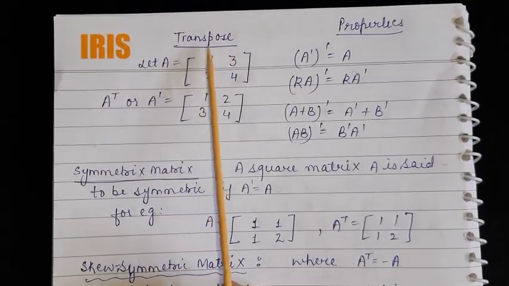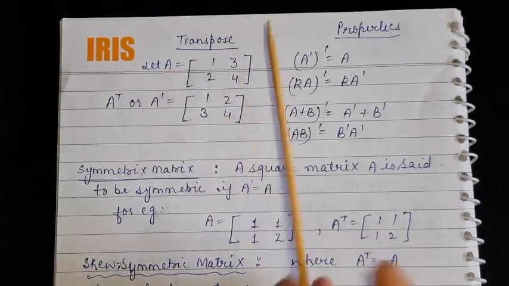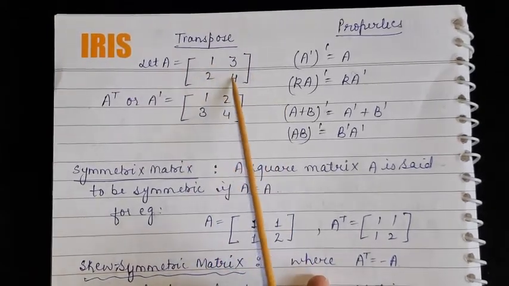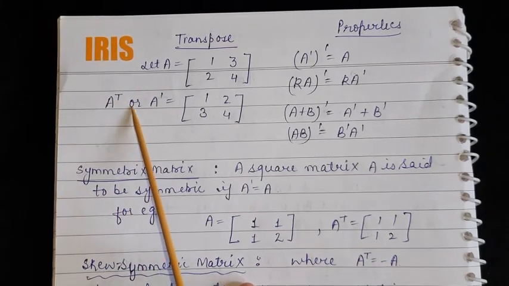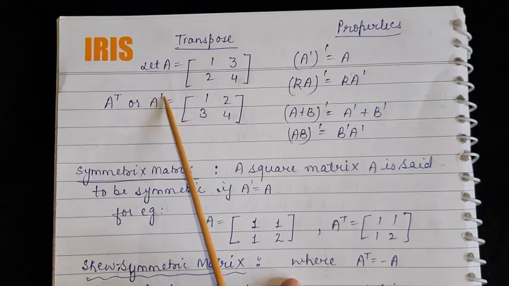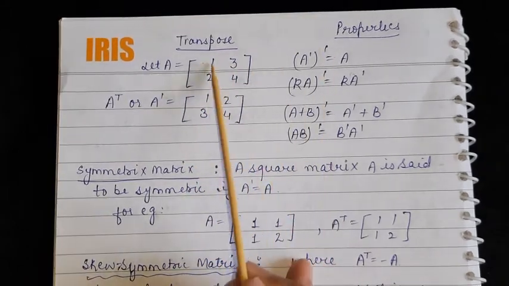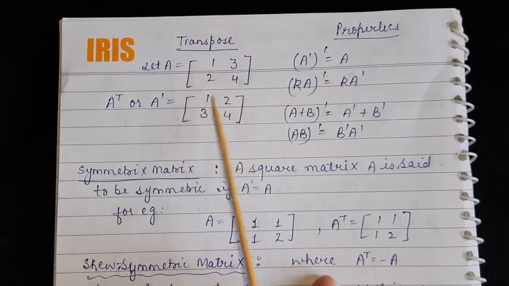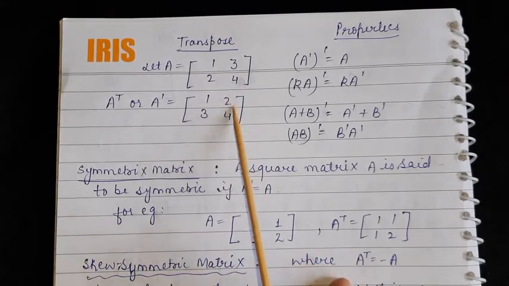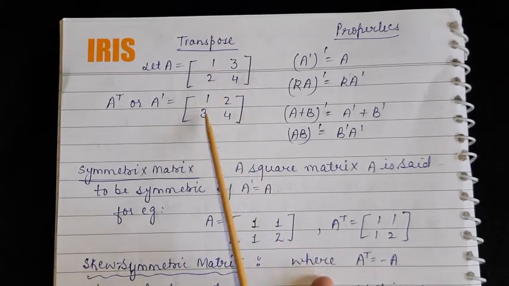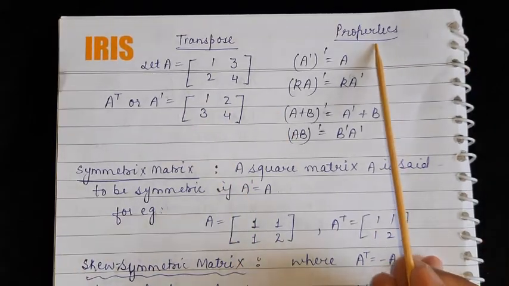Our next topic is the transpose of a matrix. Transpose basically means, given a matrix A, we have taken a matrix here: 1, 3, 2, 4. Its transpose is represented by A raised to the power T, or you can represent it with A dash. Transpose basically means rows will be interchanged with columns. As you can see, 1, 3 is your first row, and you will write it in the place of a column. 2, 4 is your second row, and it will become the second column. So all the rows will be written in place of columns. This is called transpose.